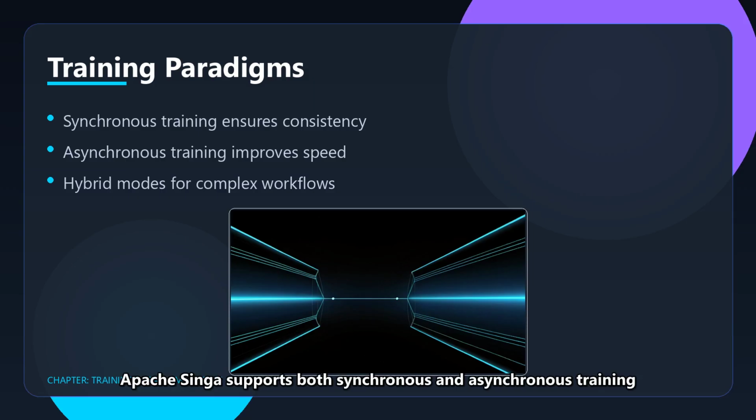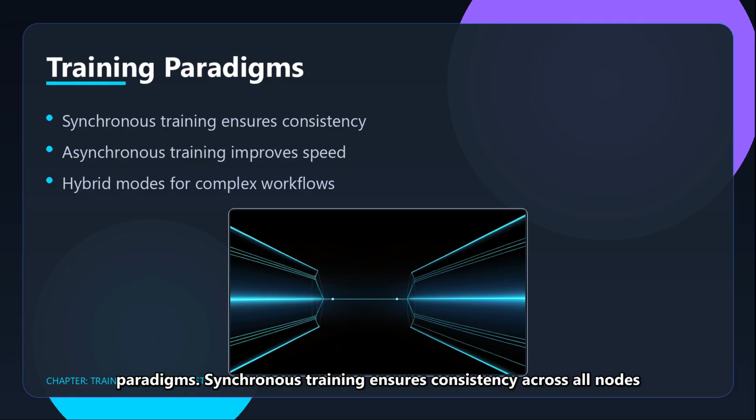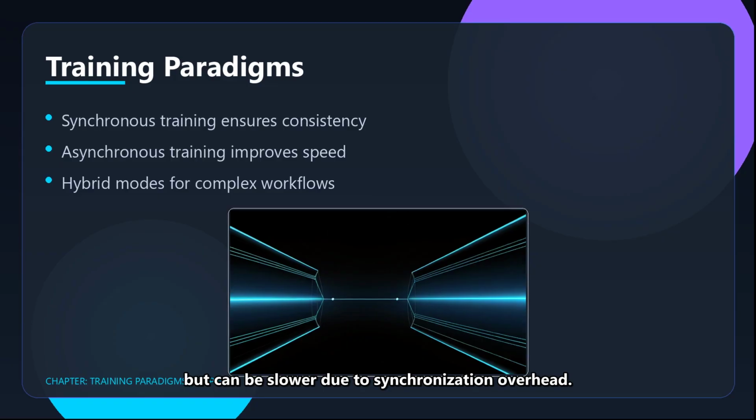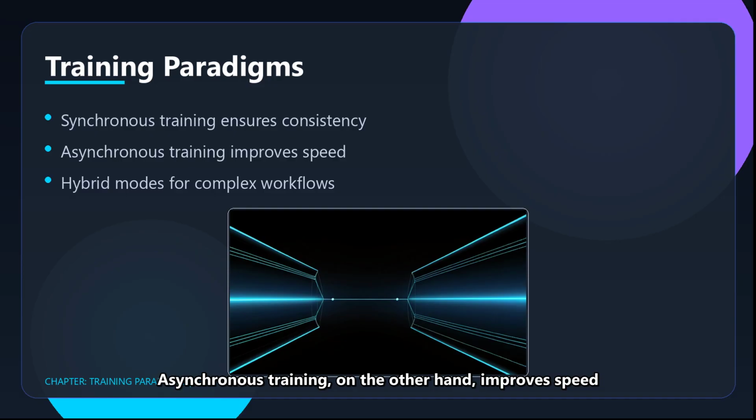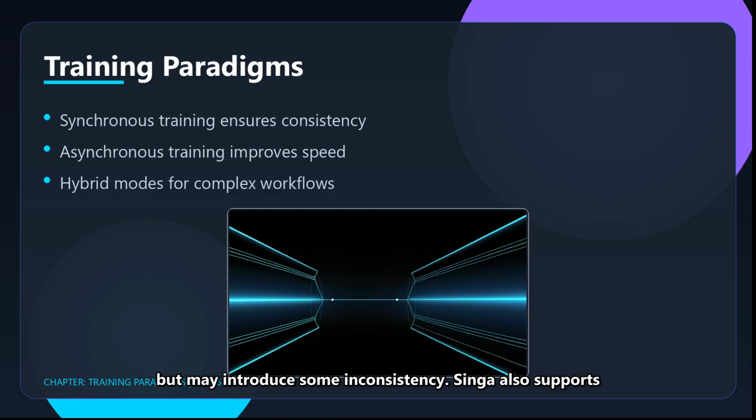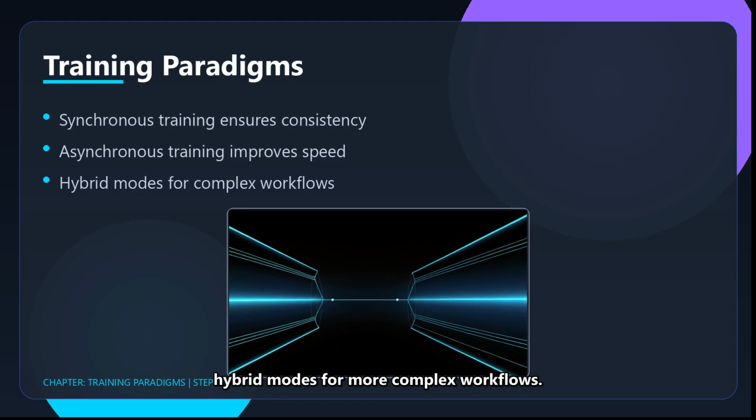Apache Singa supports both synchronous and asynchronous training paradigms. Synchronous training ensures consistency across all nodes but can be slower due to synchronization overhead. Asynchronous training, on the other hand, improves speed but may introduce some inconsistency. Singa also supports hybrid modes for more complex workflows.